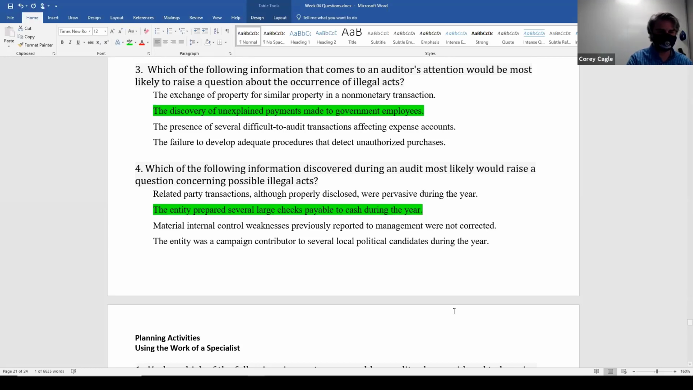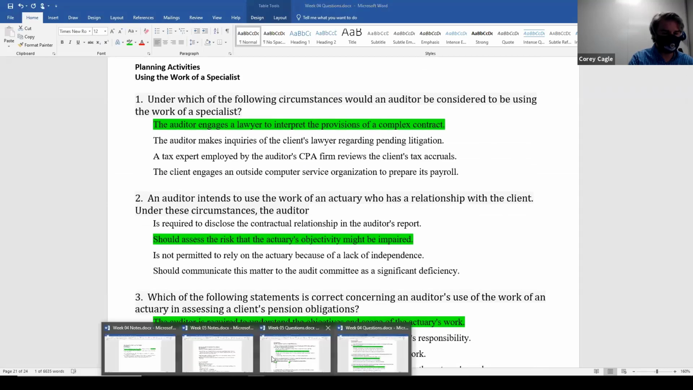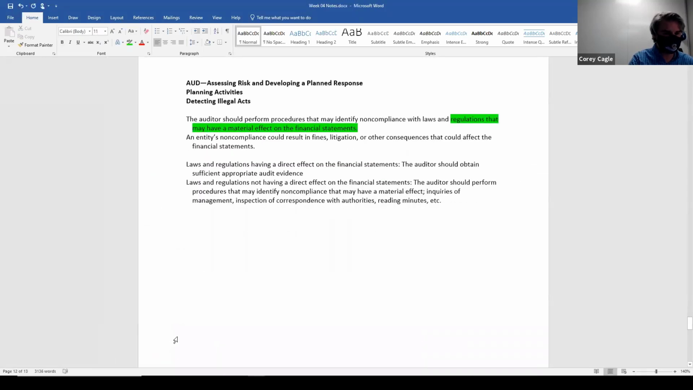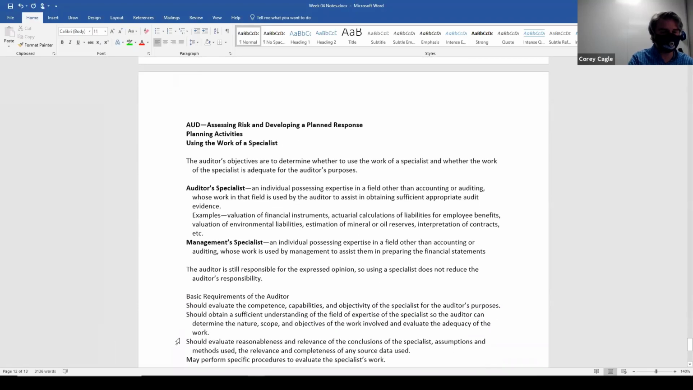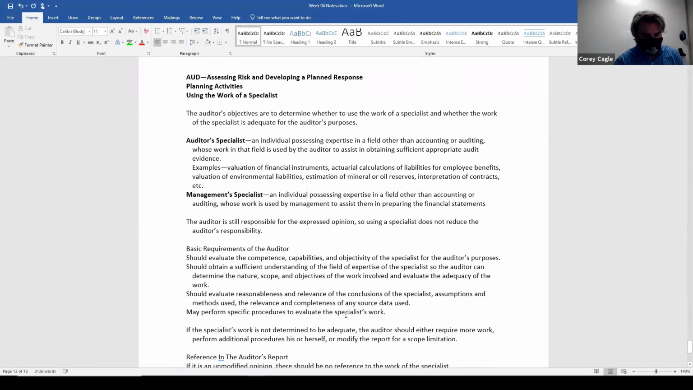Using the work of a specialist. So I know I say it time and time again, but I love these little bite-sized chapters. It's like, here's everything contained in one little spot about using specialists. So what's our objective? First of all, what's a specialist? So we might need to bring a specialist in to deal with an area we don't know about. Like maybe there's some priceless art involved and we don't know how to value priceless art. So we might need to bring a specialist in to value that priceless art. Mineral and oil reserves, we don't know what the heck we're doing with that. So we need to find somebody who does, right?